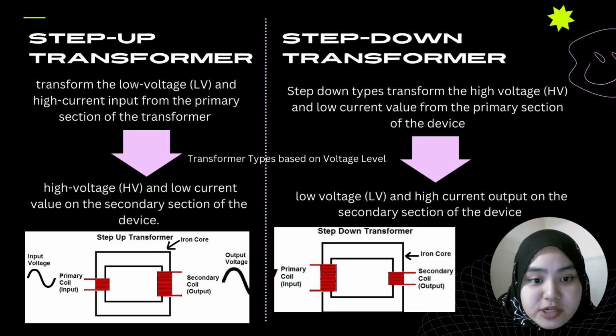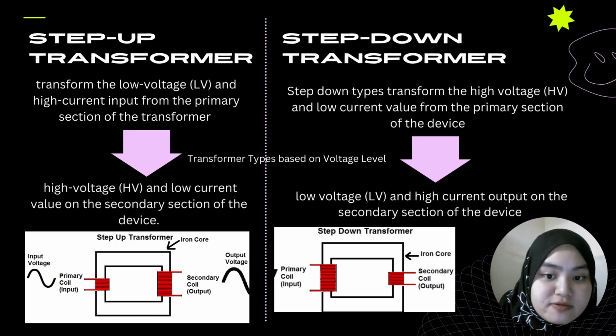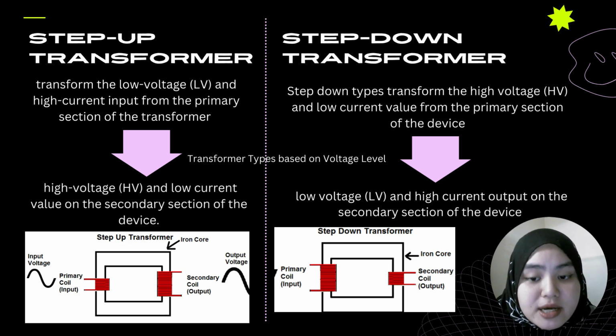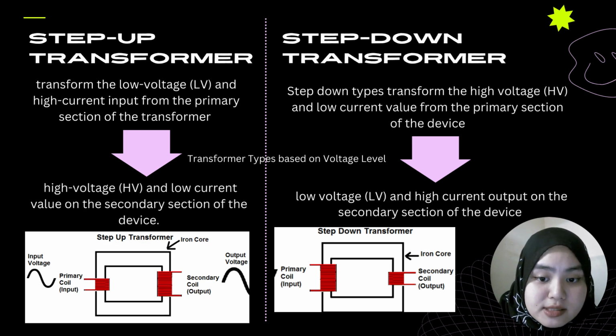Next, there are two types of transformer based on voltage level: the step-up transformer and the step-down transformer. The step-up transformer transforms the low voltage and high current input from the primary section of the transformer into high voltage and low current at the secondary section of the device. The step-down transformer transforms the high voltage and low current from the primary section into low voltage and high current output on the secondary section of the device.